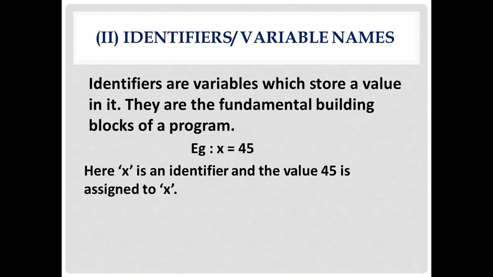Let us see what are identifiers. Identifiers are the variable names that store some value in them. They are the fundamental building blocks of a program. You can see an example here: x = 45. It is easily understood that the value 45 is getting stored in a variable called x.